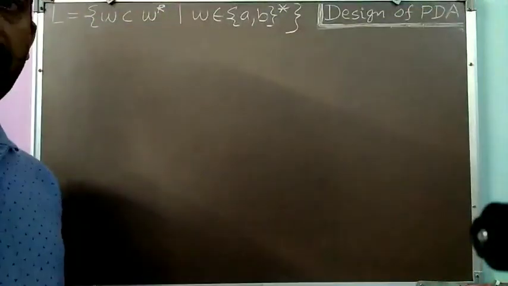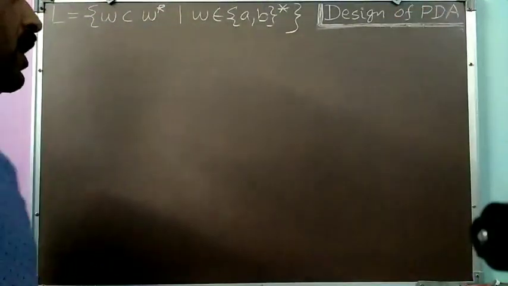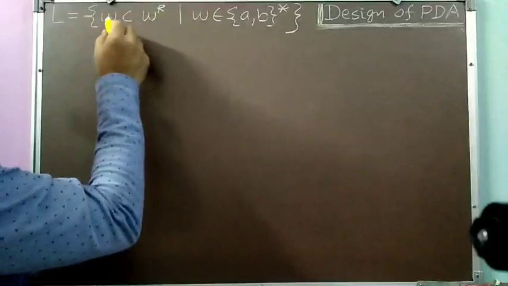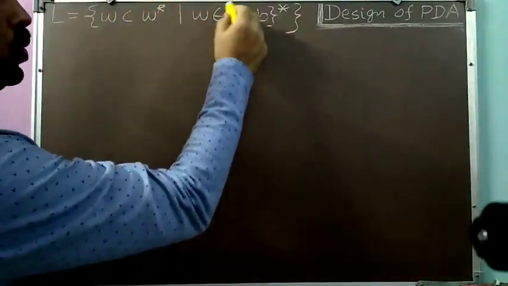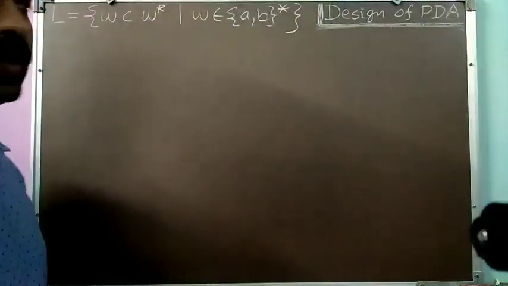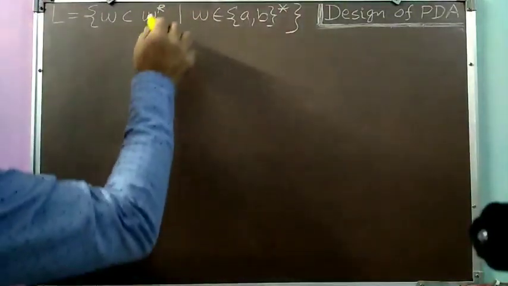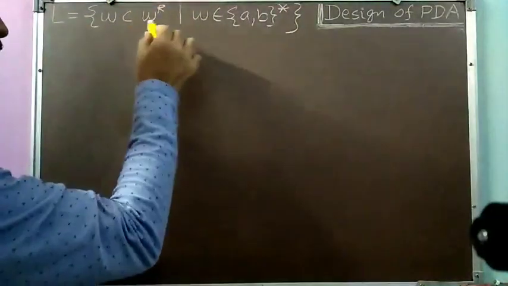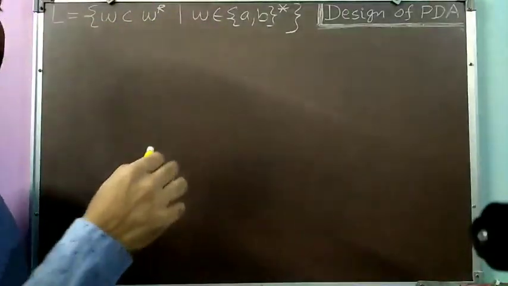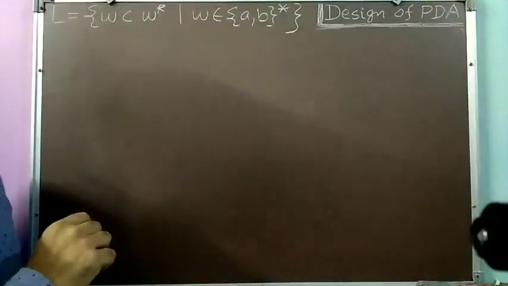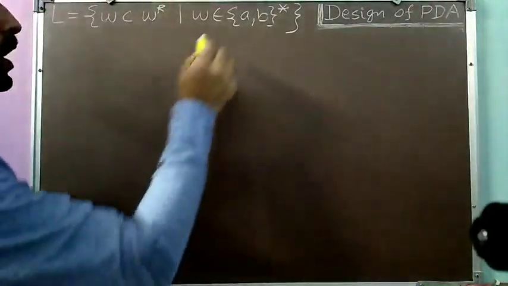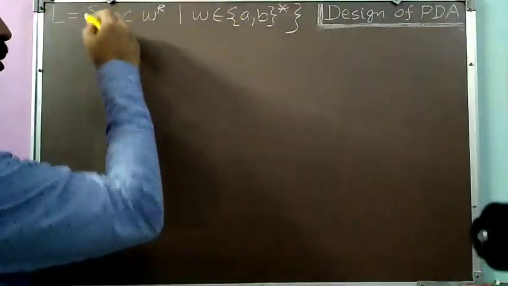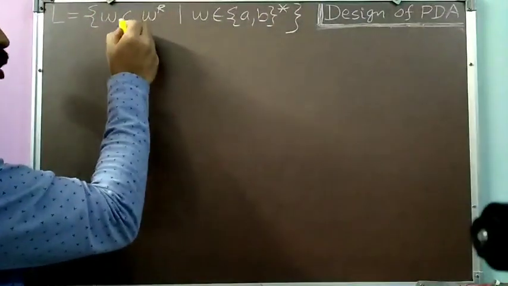Now we come to our next example, in which our language is W C W^R, where W belongs to (a, b)*. So we are trying to write the PDA corresponding to a language of palindromes, and our terminal symbols in this language will be a, b, certainly because W is made up of these, and c is also present here.